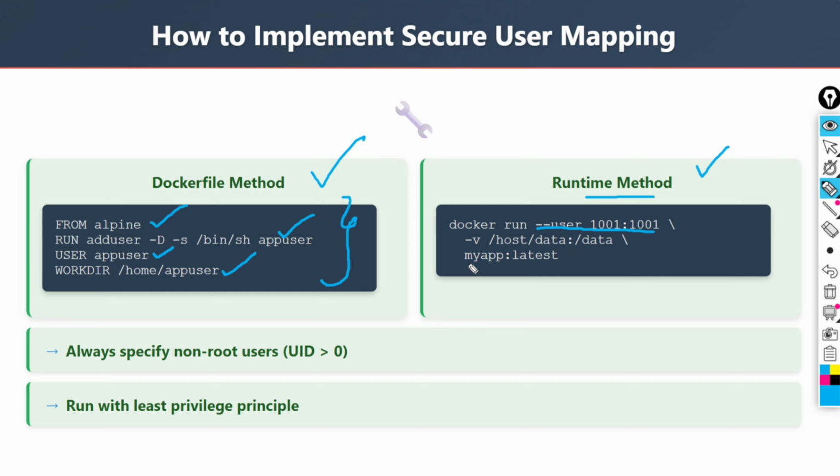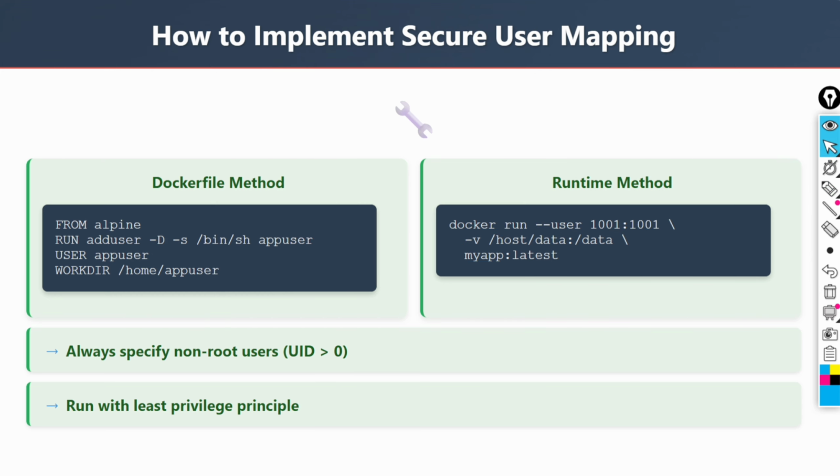The argument myapp:latest specifies the image to run, whatever the target image we need to run, that is the image name and then the associated tag. This method is useful when you want to override the default user at runtime. The best practice is always to specify a non-root user, which is a UID greater than 0. Avoid UID 0, which is the root user, to reduce the risk, and run with the least privilege principle. Basically, use only the access they need, nothing more than that. That is the significance of these best practices.